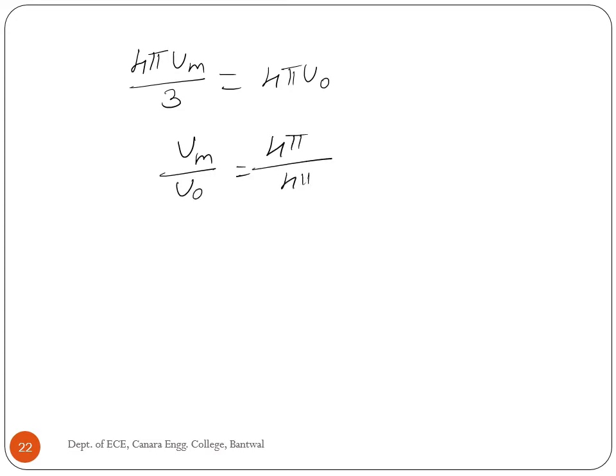Equate the radiated power of the given pattern, that is 4 pi Um by 3, which is equal to the radiated power from an isotropic source, that is 4 pi U naught. So Um by U naught is equal to 4 pi divided by 4 pi by 3, which is equal to the directivity, it's 3.